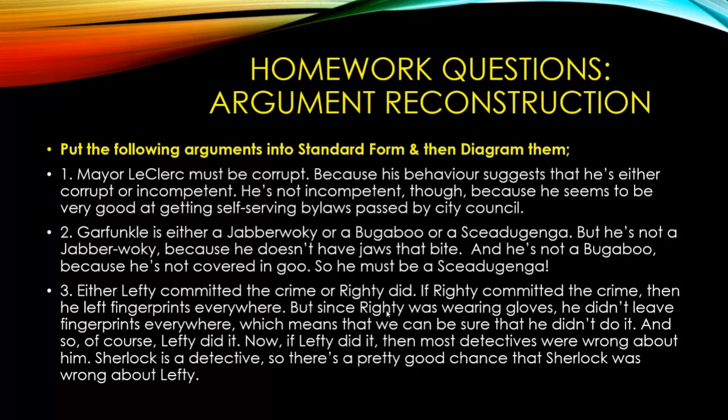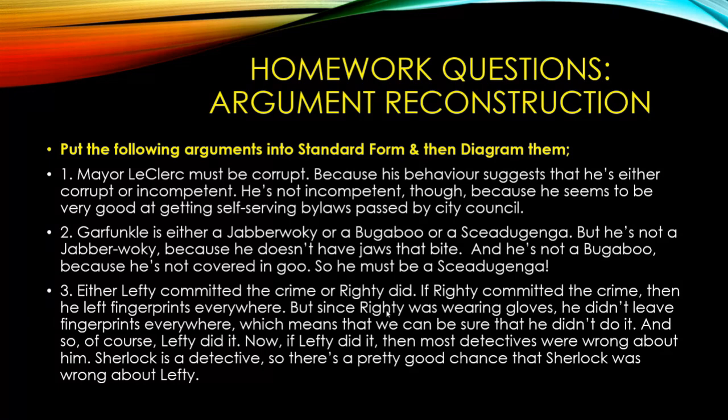Number 2, this one's a little bit more complicated. Garfunkel is either a Jabberwocky or a Boogaboo or a Scooby-Dooby-Doo. I don't know what that word says, but I'm not going to sound it out. But he's not a Jabberwocky because he doesn't have jaws that bite. And he's not a Boogaboo because he's not covered in goo. So he must be a Scooby-Dooby-Doo.